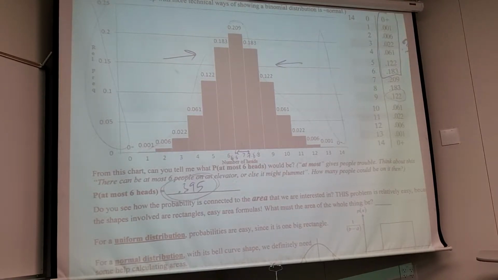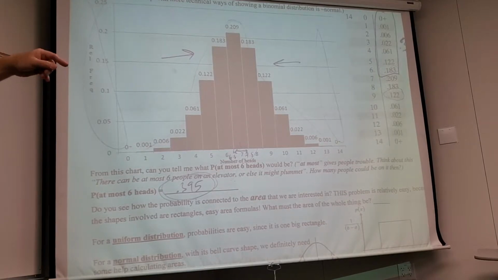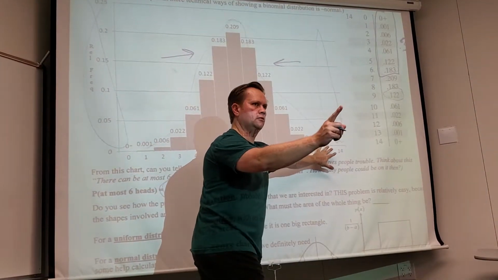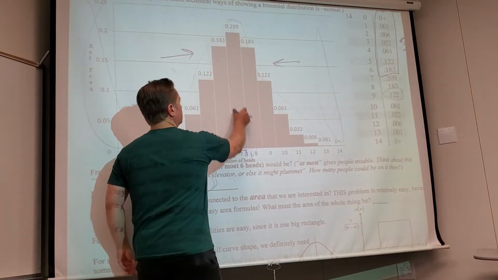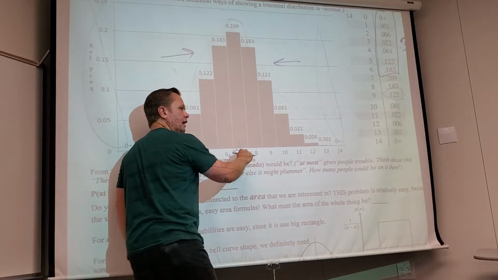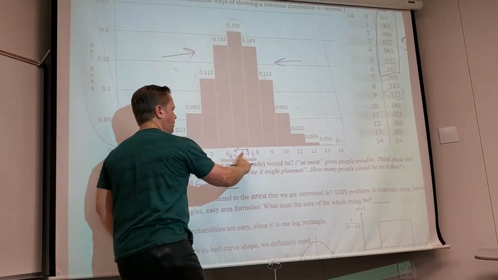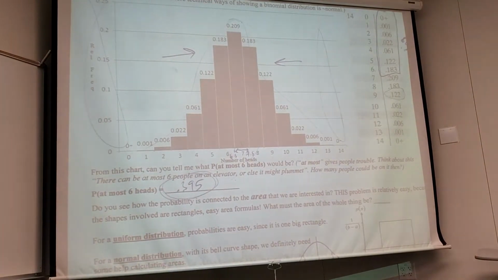All right, so this is a very minimal example. I'm going to do a couple more examples of this, but when I have a picture of a probability distribution where the whole area is 1, then any piece of it is related to the probability of that happening. So what's the area of this piece? 0.209. So what's the probability of this happening? 0.209.